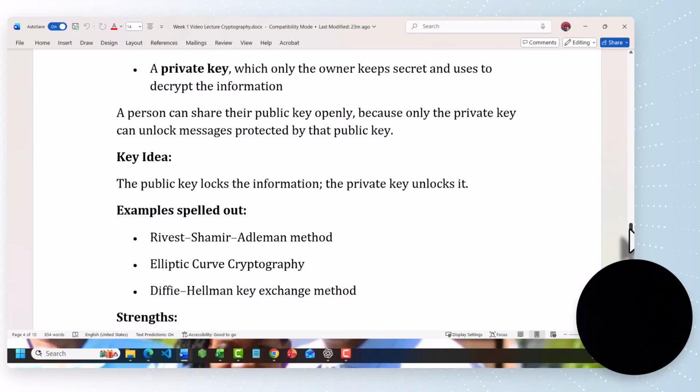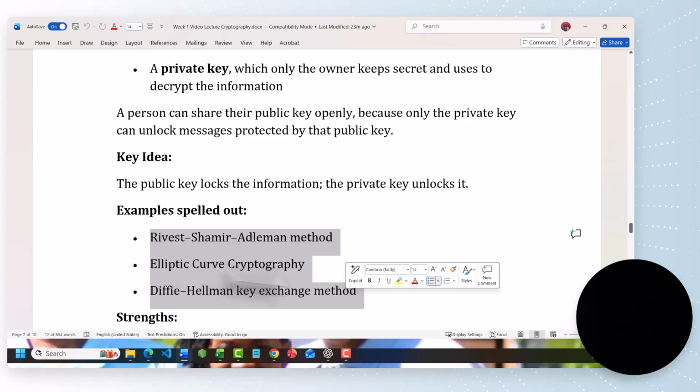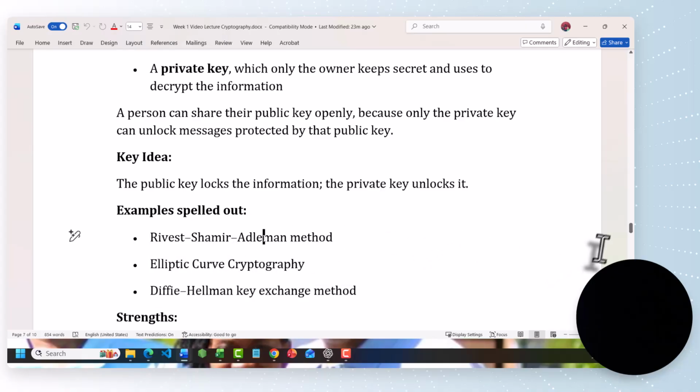Examples: RSA, elliptic curve cryptography, and the Diffie-Hellman key exchange. We'll be going through some similar encryption methods and decryption methods. At least one of these we'll be going through. But this is for your reference, if you want to do some lookup on these and see what is behind the public key, private key process that is embedded in these three particular methods.